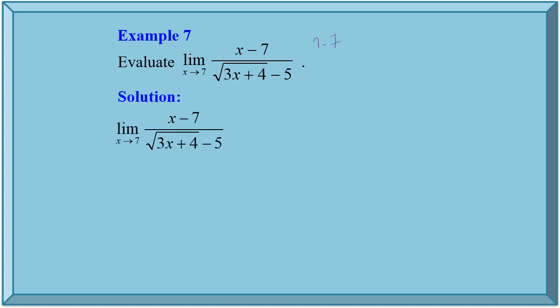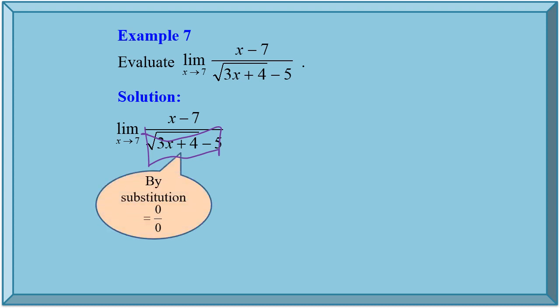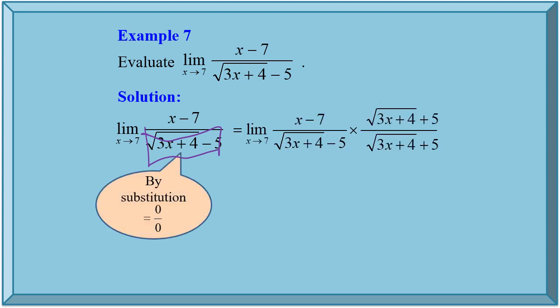7 minus 7 over square root of 25 minus 5. Okay, this is 5. So we get 0 over 0. So we cannot solve for this one. So what we need to do, because we have a surd, we use the conjugate method. So multiply with the conjugate because we have a surd at the denominator, so we have to multiply by the conjugate of the denominator, which is square root of 3x plus 4 plus 5.